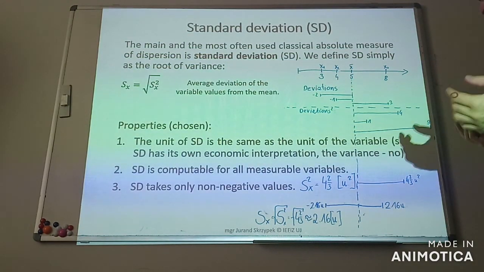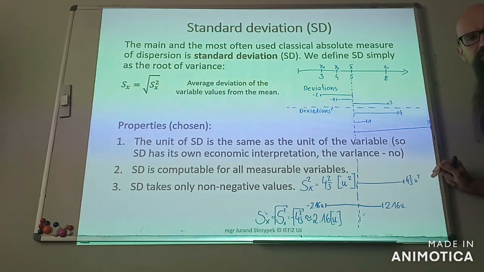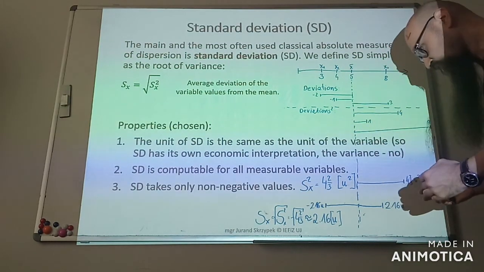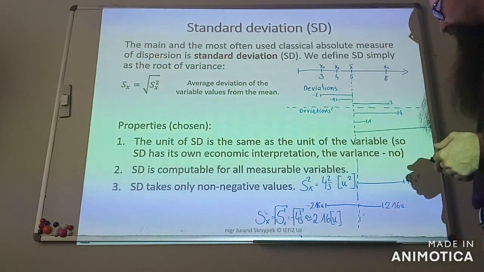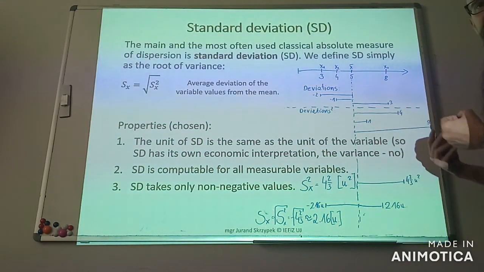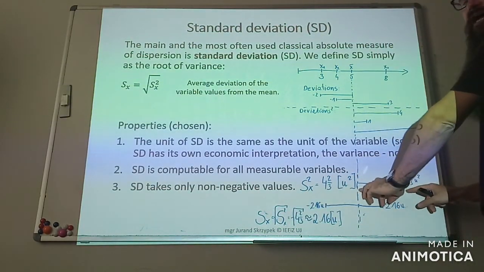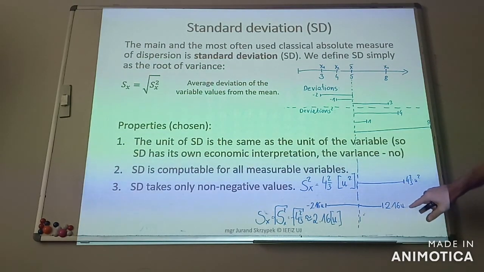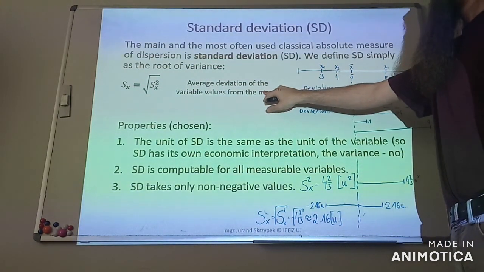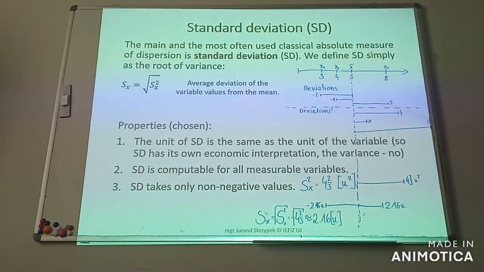But okay, as I said before, we don't like to operate with squared units. Squared dollars, squared percents, squared persons. It has no sense for us. So we should come back to the right units, to the appropriate scale. So we should compute the root of this average squared distance, and we will receive the average deviation, the average distance of the variable values from the mean.